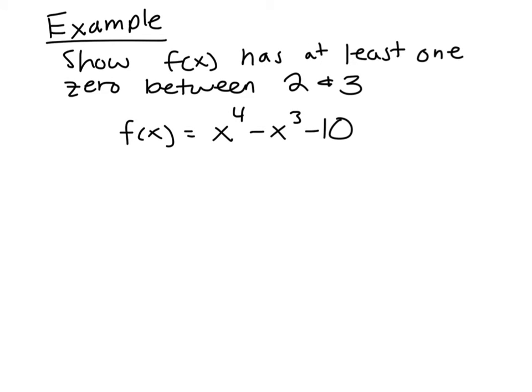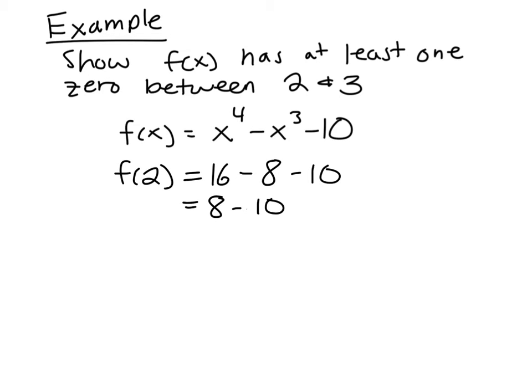Now let's use the intermediate value theorem to show that f of x has at least one 0 between 2 and 3. To do that, I just need to find f of 2. So let's plug in 2 for x. 2 to the 4th power is 16. 2 to the 3rd power is 8, minus 10. 16 minus 8 is positive 8, minus 10, which equals negative 2.